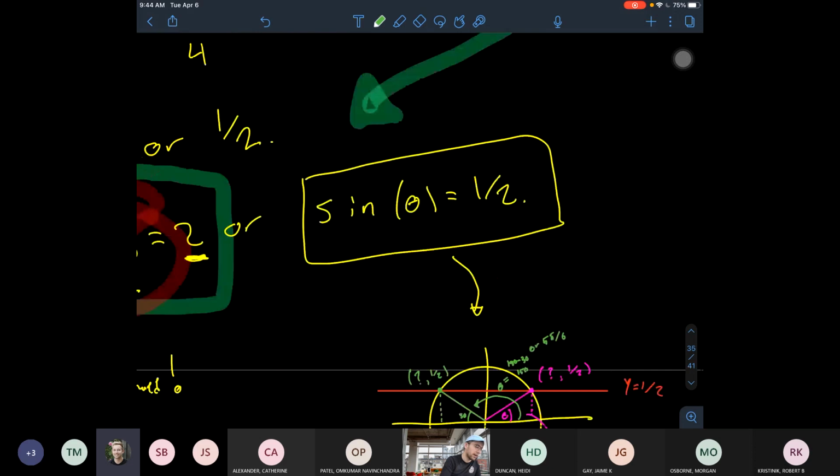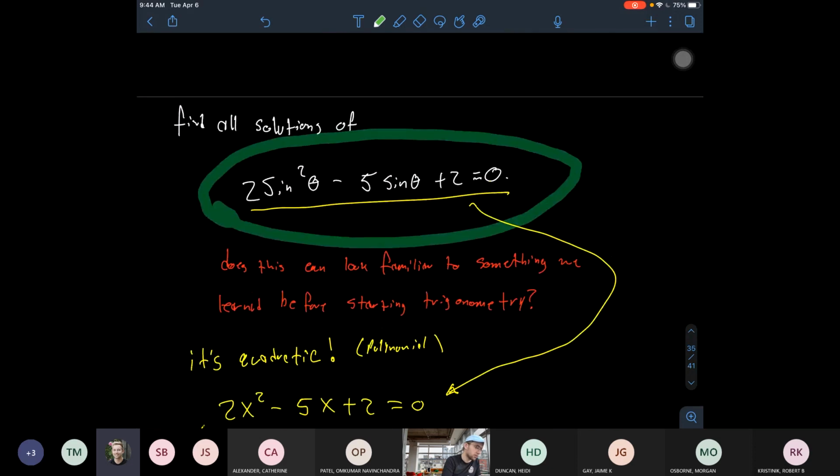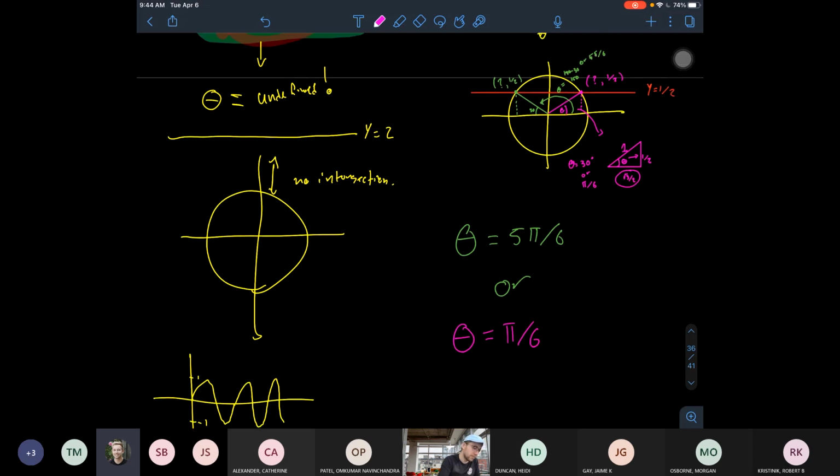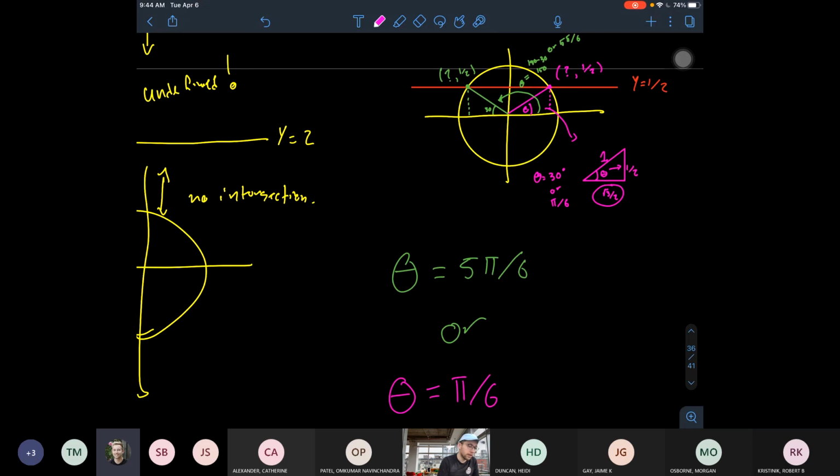So the solutions to our original equation, which was 2 sine squared theta minus 5 sine theta plus 2 is equal to 0, are the values theta equals 5 pi/6, or theta equals pi/6. Final question for the class. Are there any other values of theta other than these two?